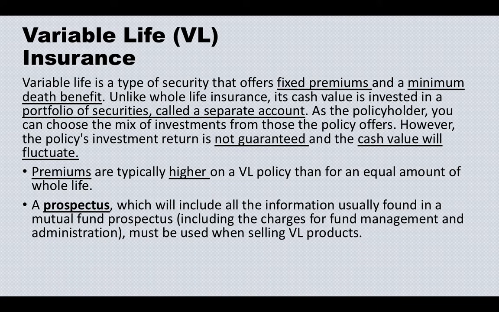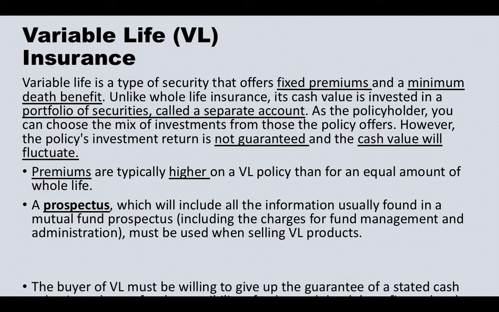Because it's a security, there's a prospectus. When you buy a mutual fund, they give you a prospectus. Because variable life insurance is a security, a prospectus is required with the product you purchase. You can find all kinds of information in the prospectus. They have to allocate all those resources to produce the prospectus, which increases the cost of their product as well.